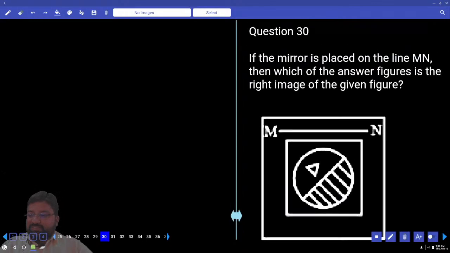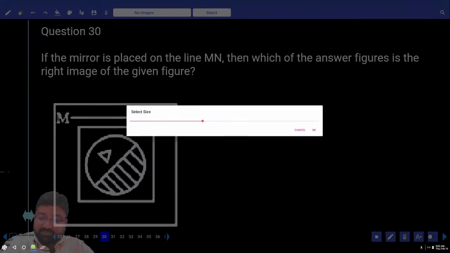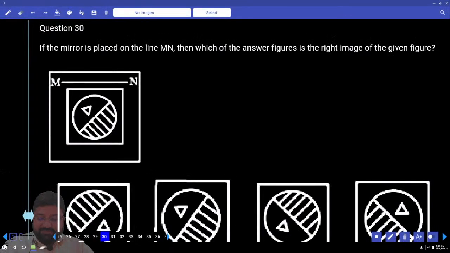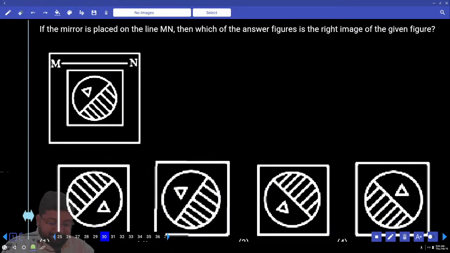Mirror image, and where is the mirror placed? The mirror is placed on the line MN. That means it goes up. From the bottom, where are we going? We are going up. So what should be my answer? Yes. Third option is my answer.